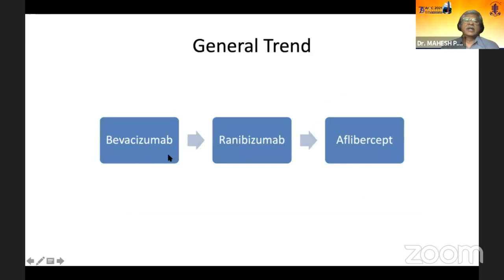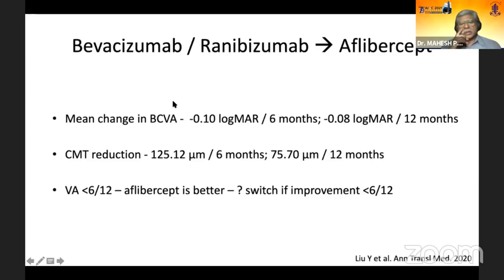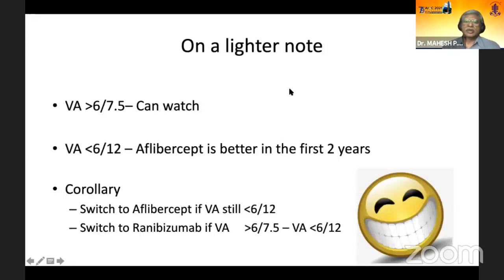Switch to what? The general trend is to switch from bevacizumab to ranibizumab to aflibercept. So there is a meta-analysis which was published recently where they have switched eyes which were on bevacizumab, ranibizumab to aflibercept, and found that the visual acuity improves by about 0.1 logMAR over 6 months and 0.08 logMAR over 12 months, and central macular thickness also decreased. And studies have shown that visual acuity less than 6/12, aflibercept is better. So do we switch if improvement is less than 6/12 in patients who are on bevacizumab or ranibizumab is a consideration we need to think.